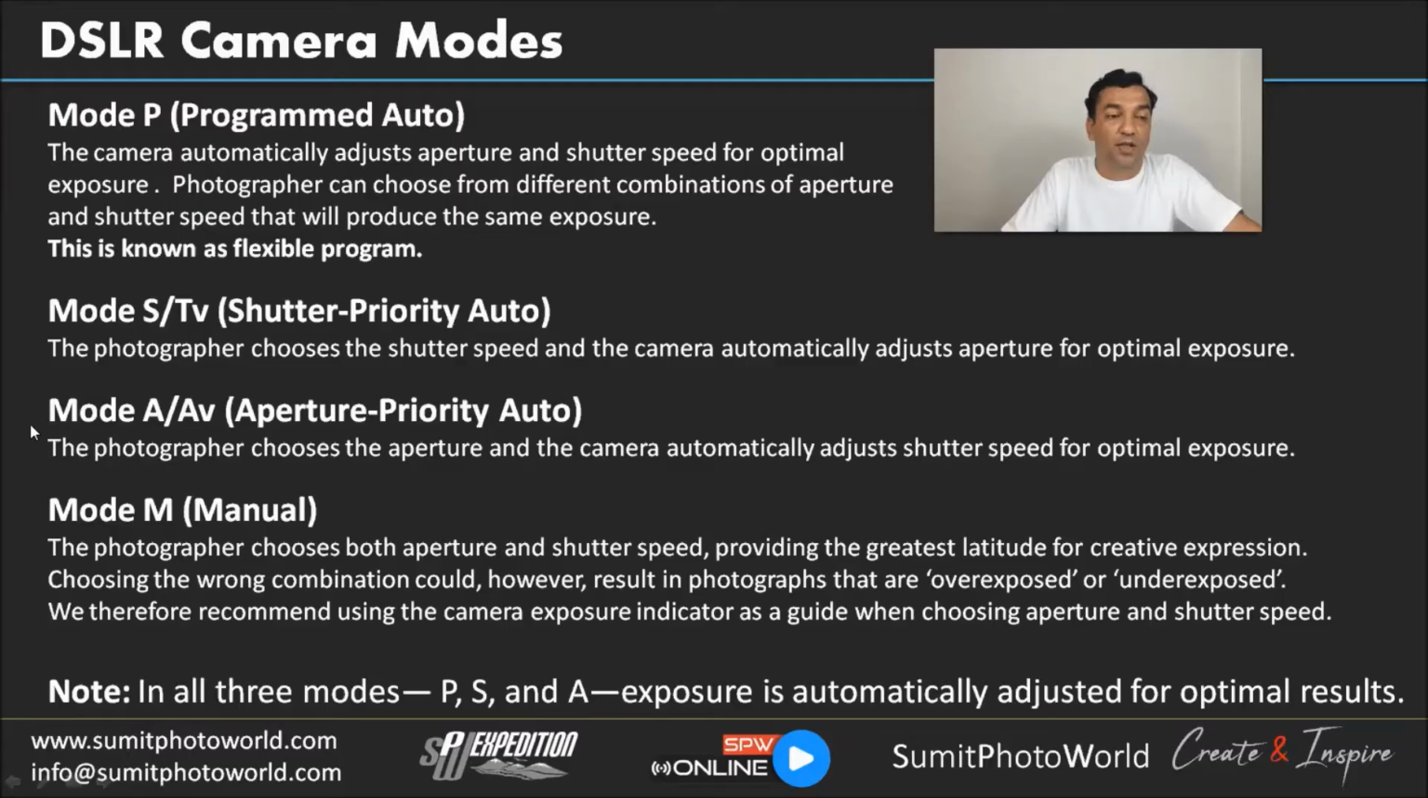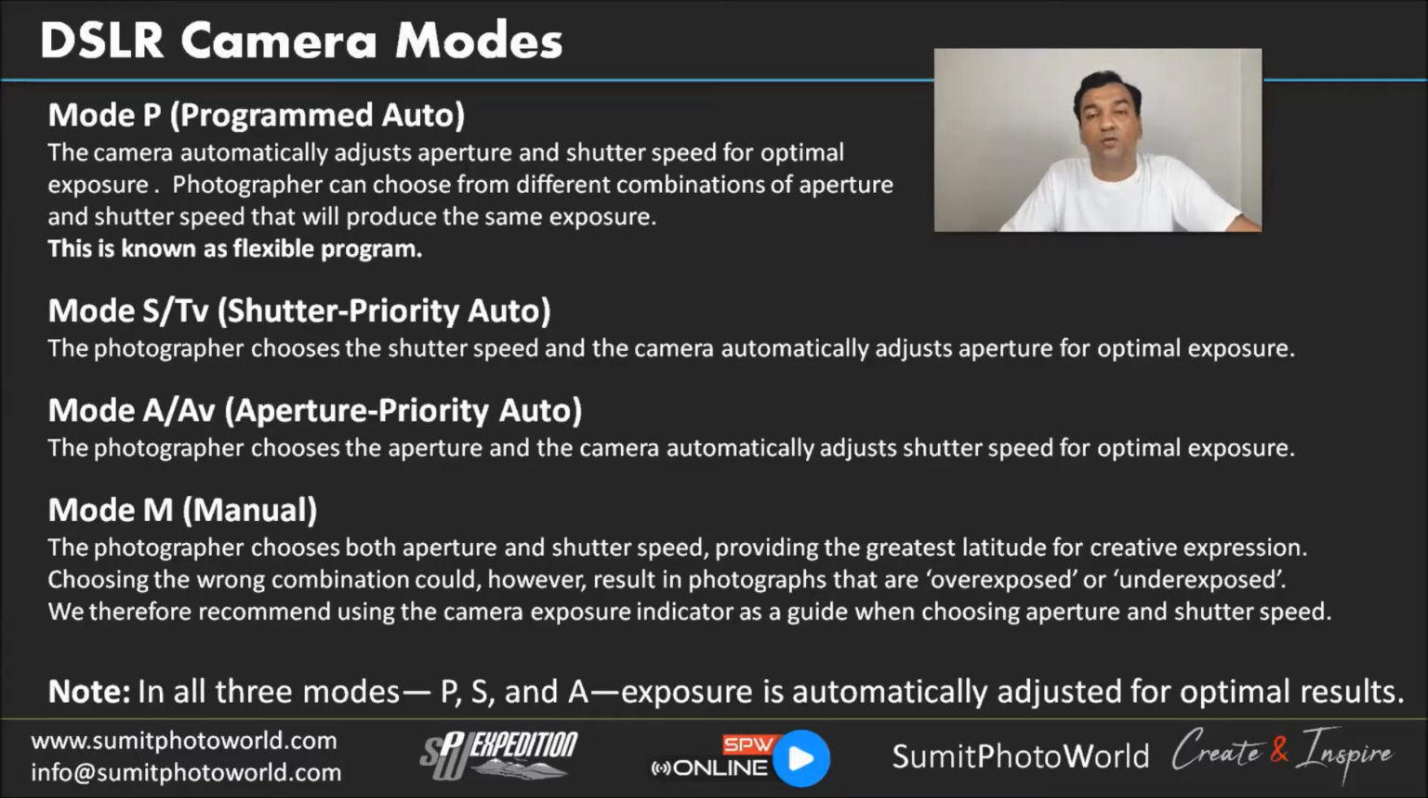So in mode A and AV, aperture priority auto, we can adjust the aperture. As we discussed in program mode, if we adjust the aperture, the camera will take care of the other part, the shutter speed. So if you see, program mode is a combination of both shutter priority and aperture priority. So in program mode we'll have both, but why do we have S mode and A mode separately?